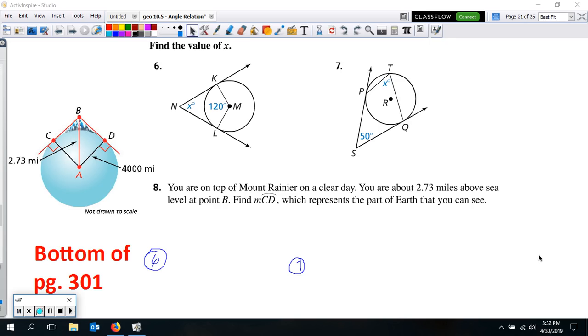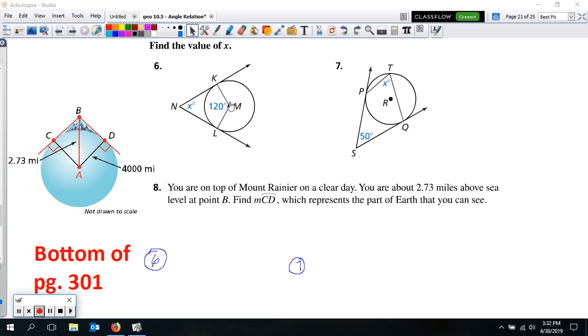Okay, just 2 more problems I'm going to have you do from this theorem that we were just looking at, the circumscribed angle theorem. So go back to page 301, right underneath where that theorem was, at the very bottom of the page. We're going to do 6 and 7, so these 2 right here.